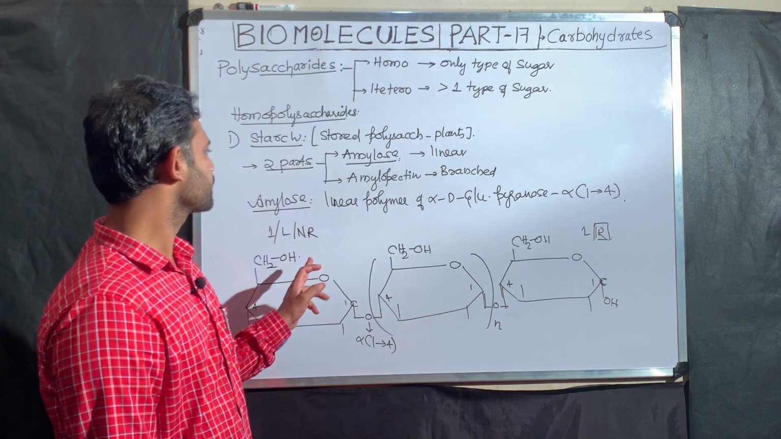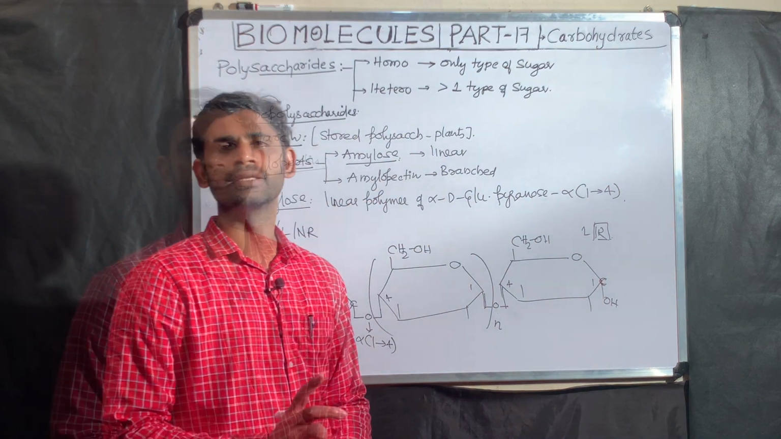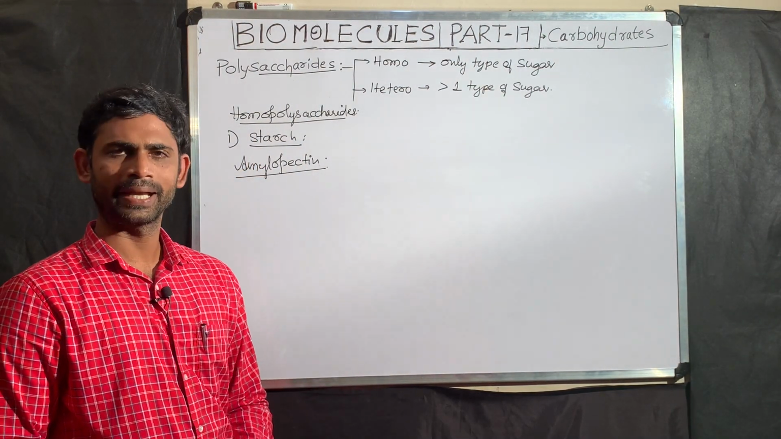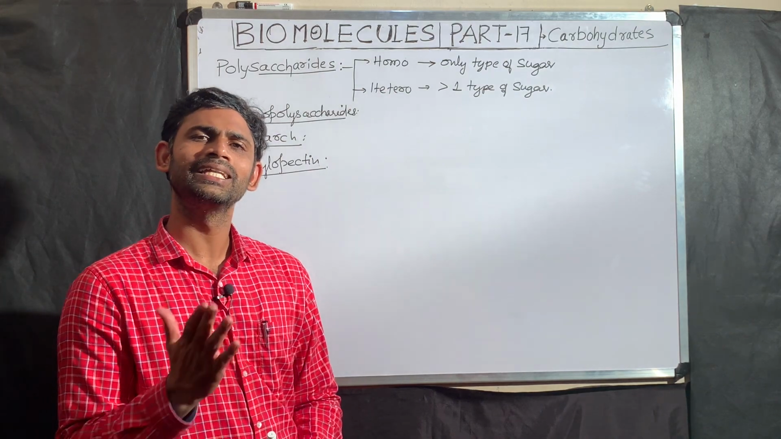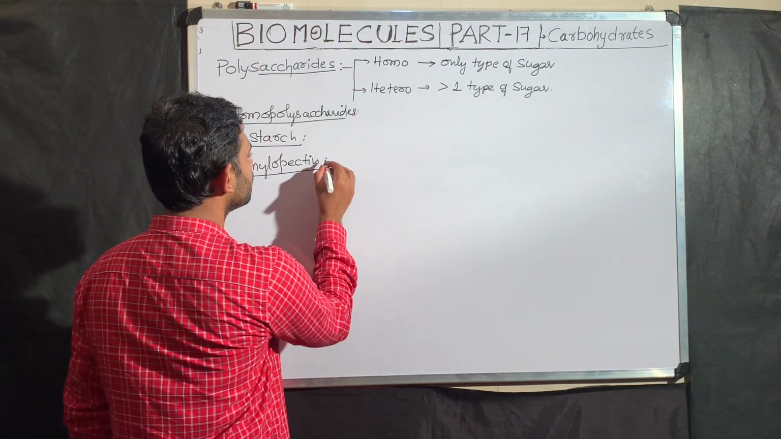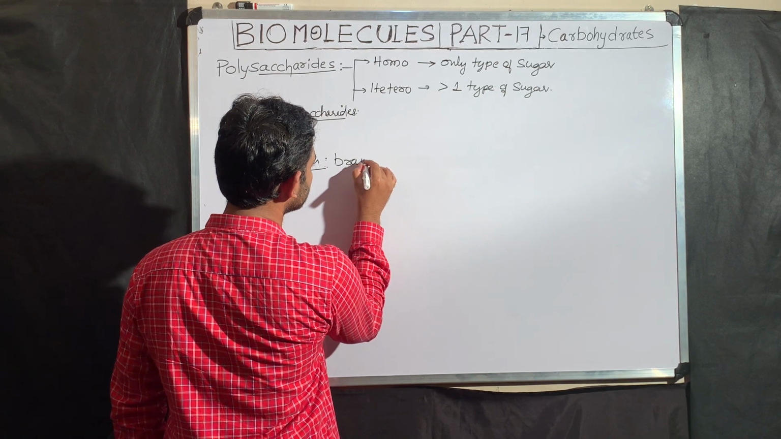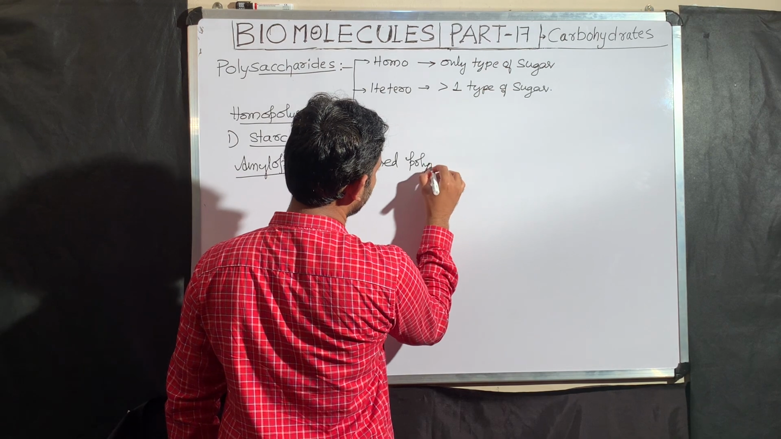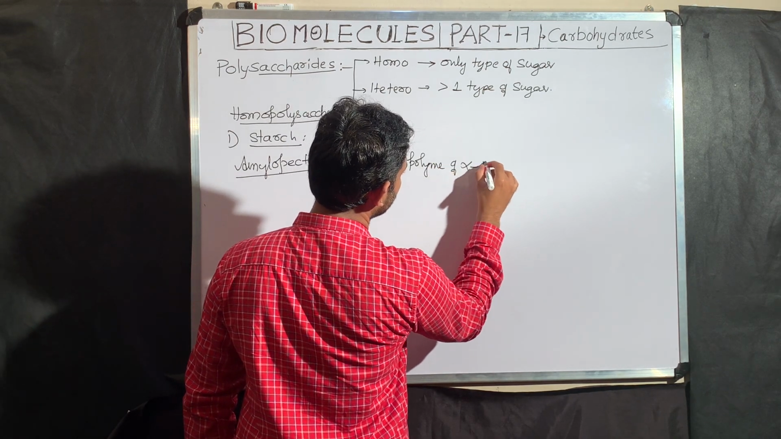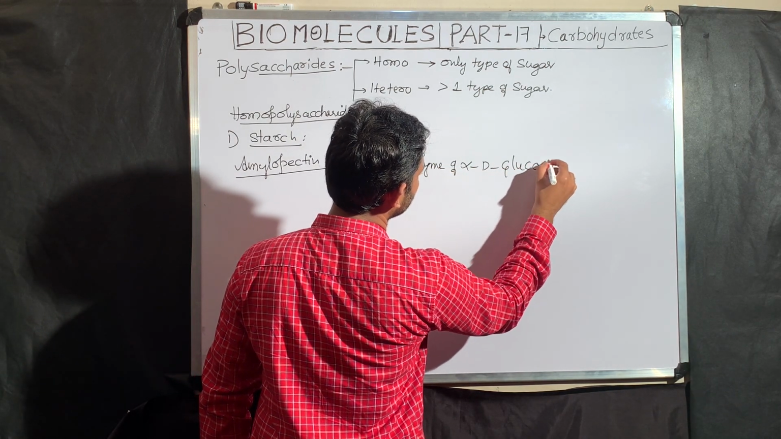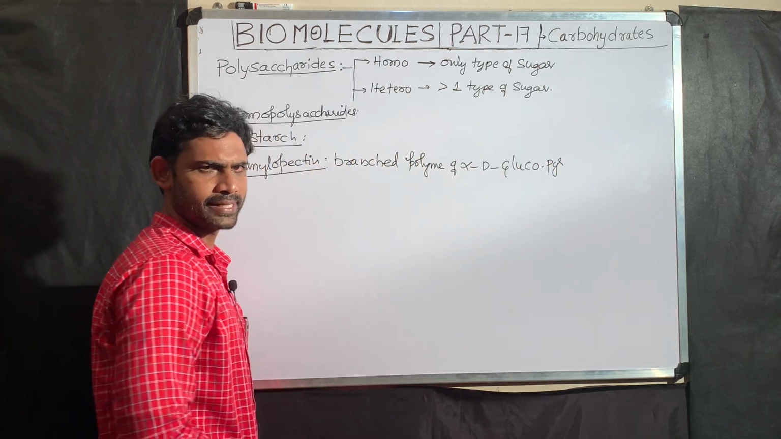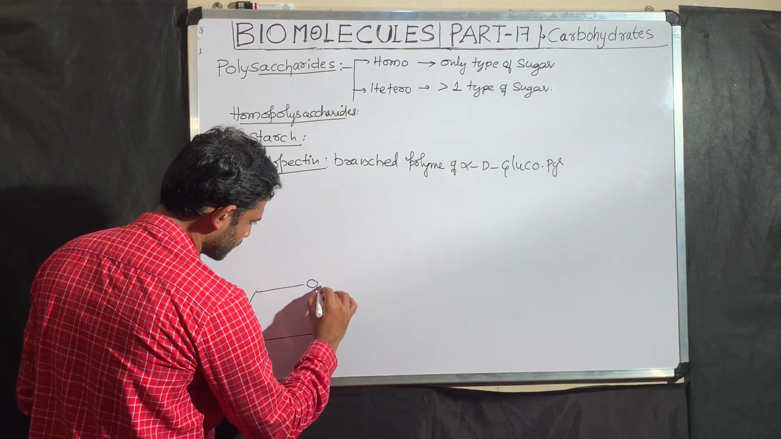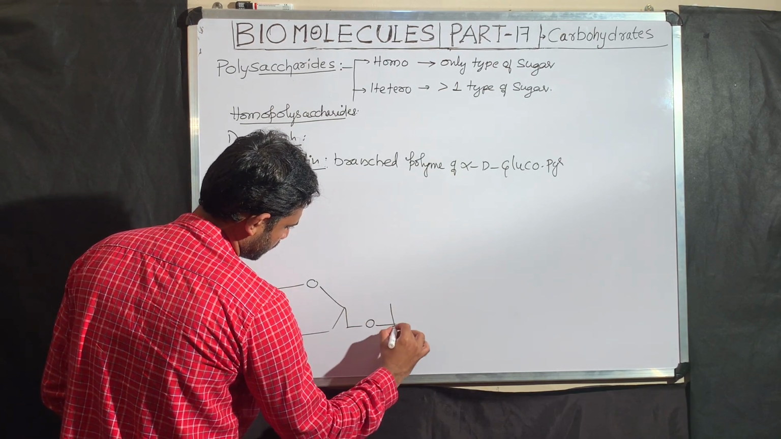Next I am going to explain about amylopectin. After amylose, now I am going to explain about amylopectin. What I said: amylose is a linear polymer. Amylopectin is a branched polymer, a branched polymer of alpha D glucopyranose. I will make you understand. Here, same thing I am writing here. See this one.